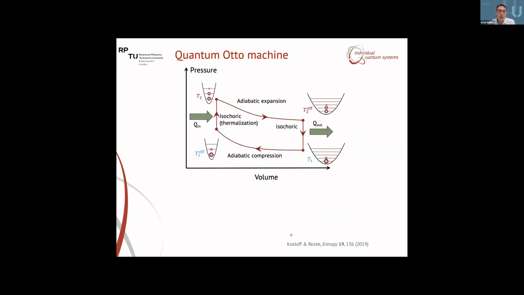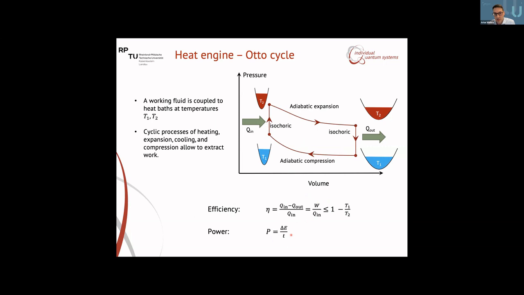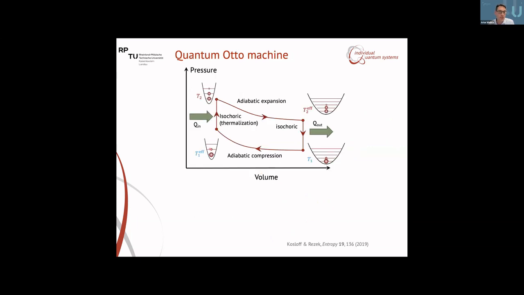And early on, people realized, and I was a little bit suggestive here to draw harmonic oscillator vessels, that you can also bring this to a quantum regime, quantizing, for example, the harmonic oscillator, and asking the question: what is now different if we have a quantum Otto machine, a quantum Otto cycle?